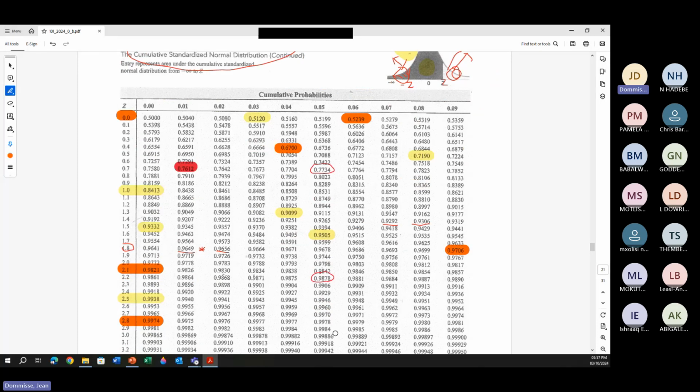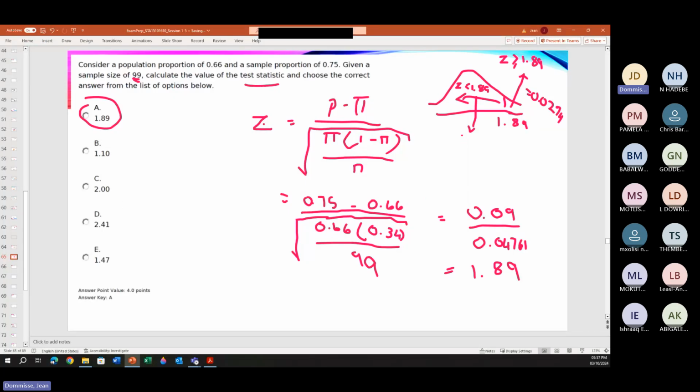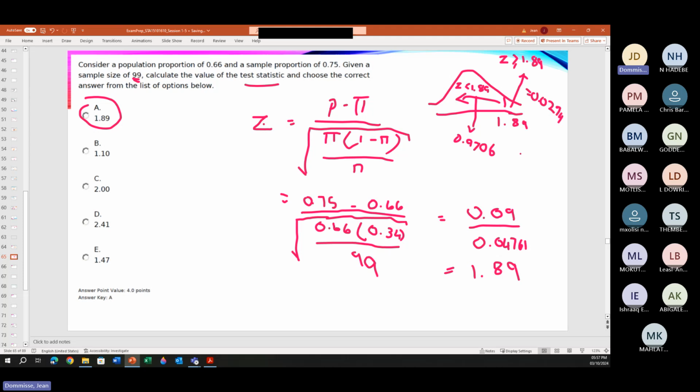1,89 is 0,9706. And if you want to check, those two need to add up to 1, which it does. So if they were asking you to work out the probability given that z, that is how you would have done it.